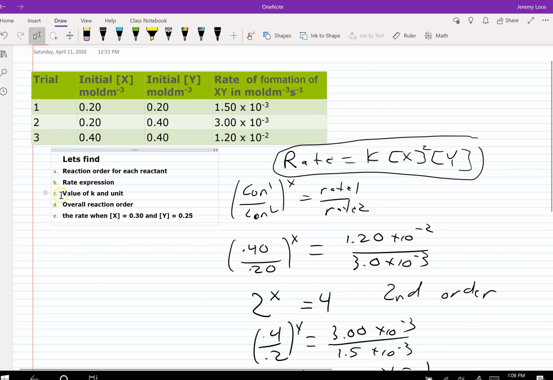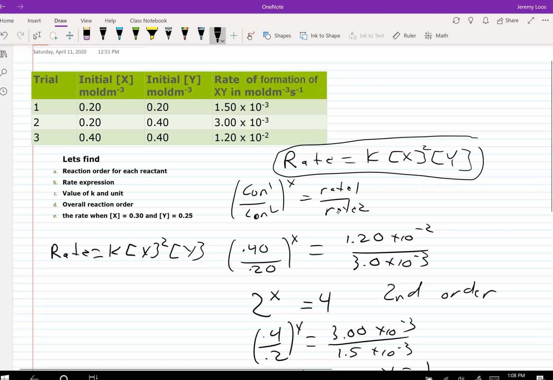Okay, value of K and unit. Now, let's leave the unit thing aside for just a second. Let's just see if we can get the numerical value for K here. So now I have an algebraic expression, right? And as long as I know everything but one thing in it, I can solve for that thing that's missing. That's how algebra works, right? So I can pick any one of these 3 trials. Let's pick trial 1 just for the heck of it. Here's my algebraic expression that I wrote. I'm going to solve this for K using information from my experiment.